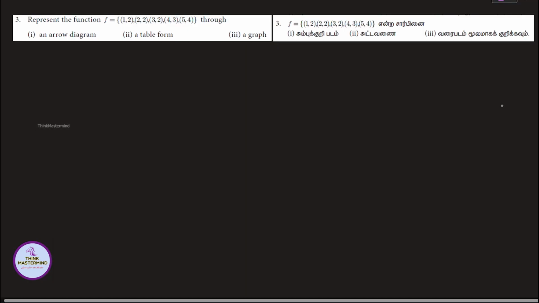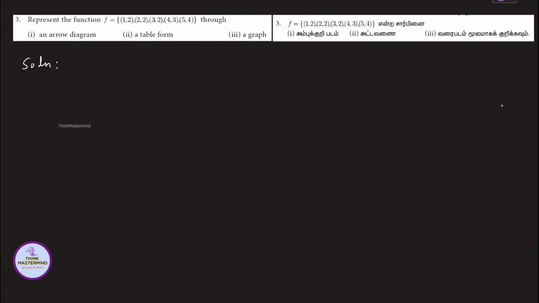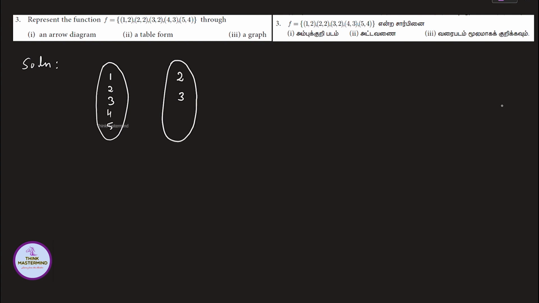Hello students, welcome to Think Mastermind. Third problem in exercise 1.4, but f is given in roster form. So we have to represent it in an arrow diagram, table form and graph. Therefore, the set A is given as the first elements in the ordered pairs, that is 1, 2, 3, 4, 5, and the second elements in the ordered pairs represent B, that is 2, 3 and 4.